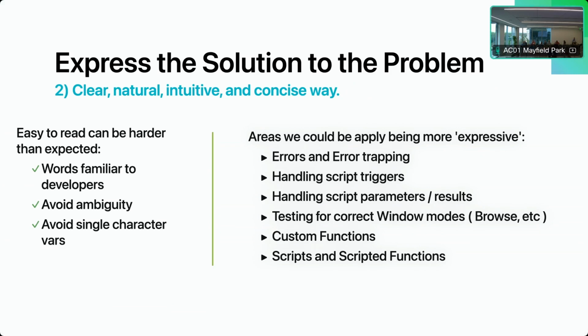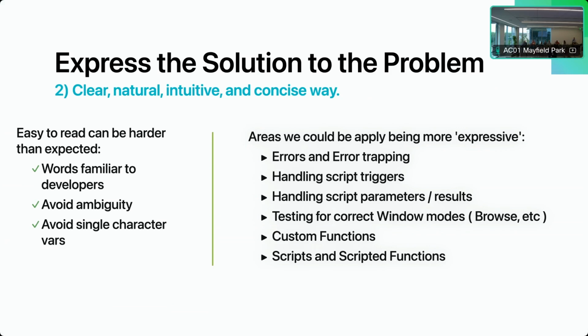So what are some areas that we can be more expressive? Well, we have the list there. Error trapping is a big one because it's so easy to mess that up. And some other areas like triggers and things like that. If you're using a variable to enable and disable triggers and have scripts not run, again, another area that you could end up messing up the variable and things not working the way you expect. And we'll actually show an example of that in a second.